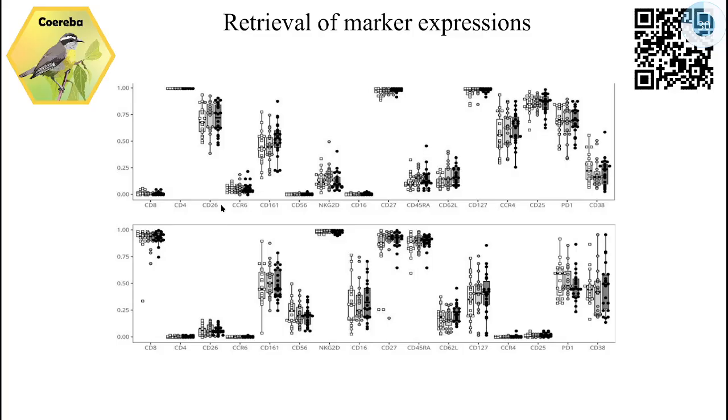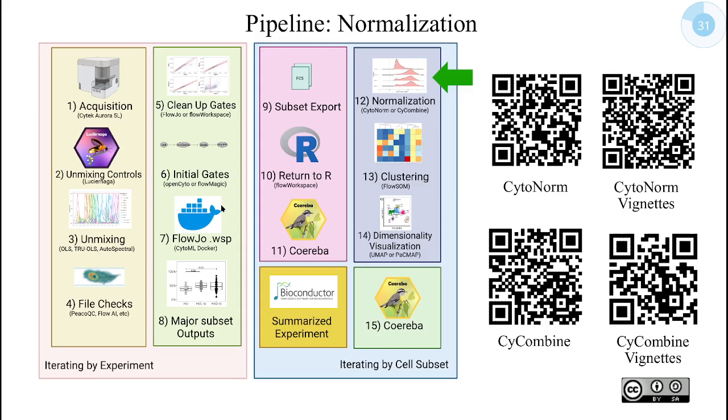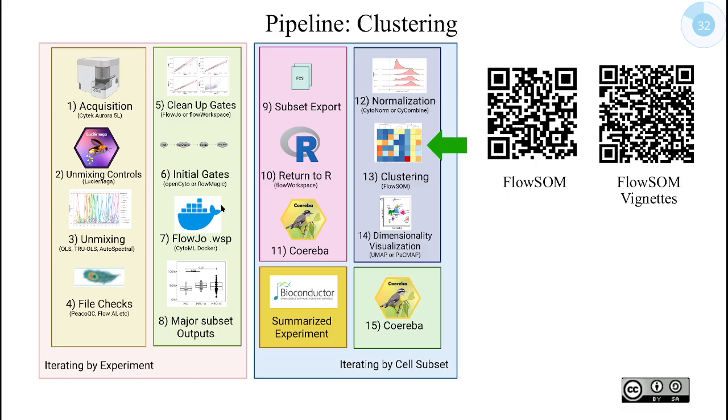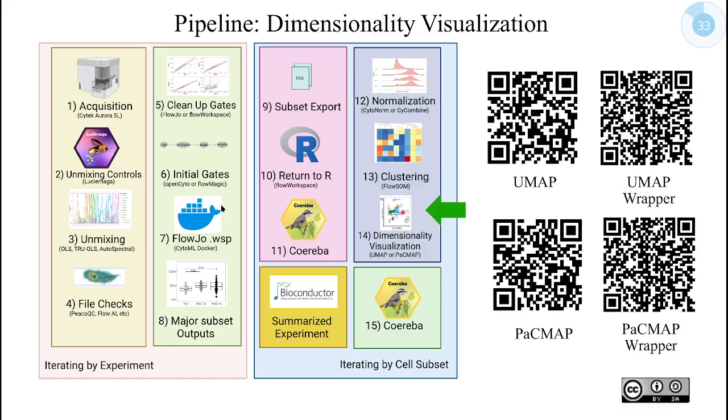And then at that point, having terminally grouped all these little populations of cells, it's relatively easy to reaggregate back and get back marker expressions on a per individual basis, kind of similar to what we would have done if we had manually gated from the start. And then at that point, we have the option of going into a fully unsupervised pipeline. We can normalize the cells either using cytonorm or cycombine. We can cluster the cells, typically using FlowSOM, or we can go for dimensionality visualization, typically using either UMAP or PaCMAP.